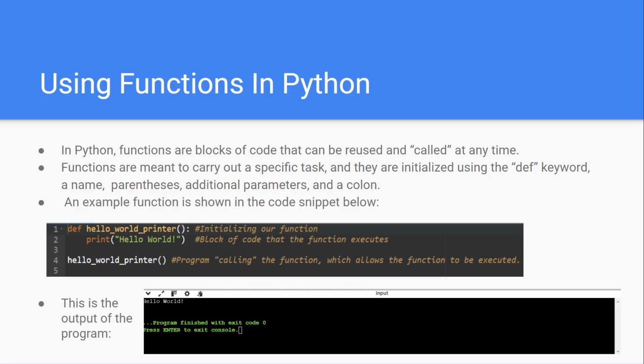Using functions in Python. Functions are reusable blocks of code. A function can be called whenever we need it. Functions are usually created to complete one specific task. In Python, a function begins with the def keyword. After def, we write the function name, parentheses, and a colon. Code inside the function must be indented.